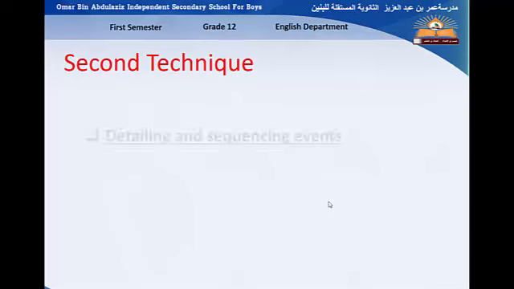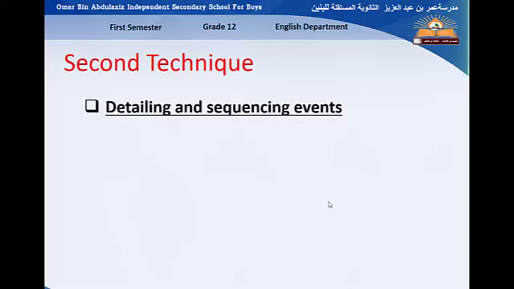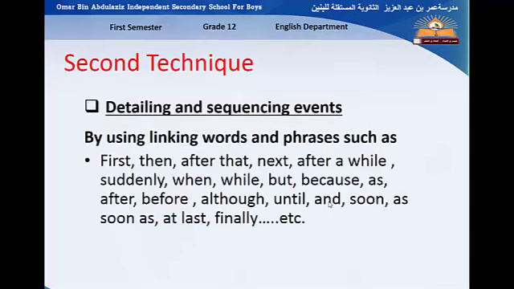Second technique, detailing and sequencing events, by using linking words and phrases such as first, then, after that, next, after a while, suddenly, when, while, and so on. All of these linking words give details for the story, and if you can describe your story with details, you are giving a good picture and describing well so the reader will enjoy your story.